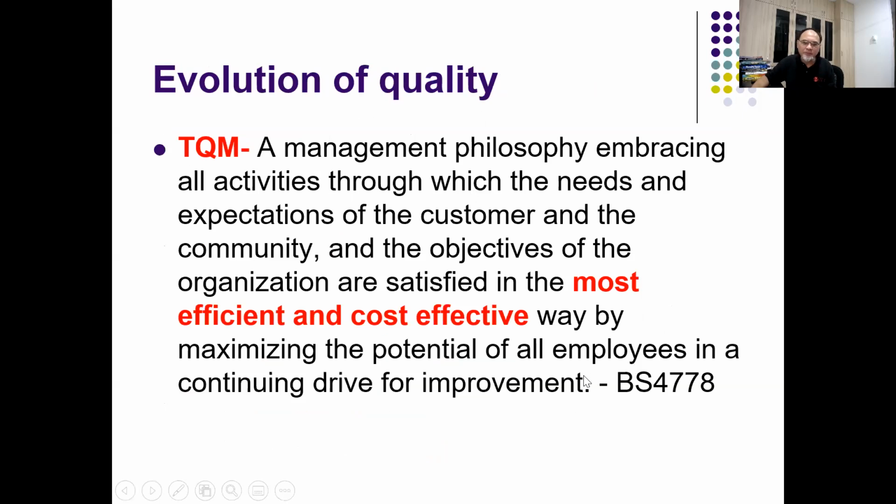Okay, this is BS 4778. It's a management philosophy which embraces all activities through which the needs and expectations of the customer and community are satisfied. So you produce products that do not damage the environment. You don't produce pollution to the rivers. So that is a total quality company. If the company produces products and they damage the environment, it's not a quality company. That's simple, it's basic.